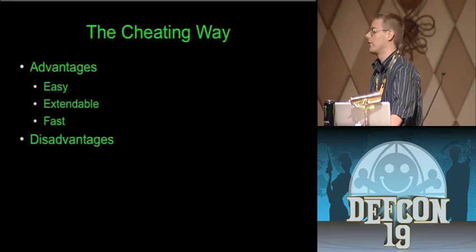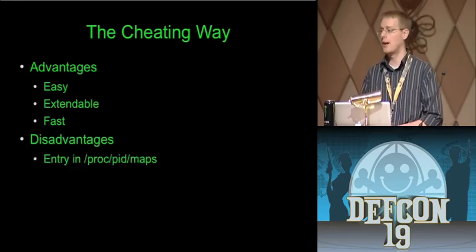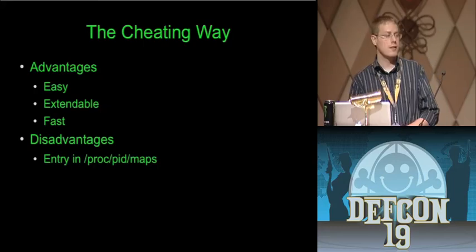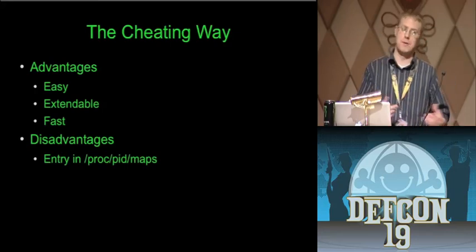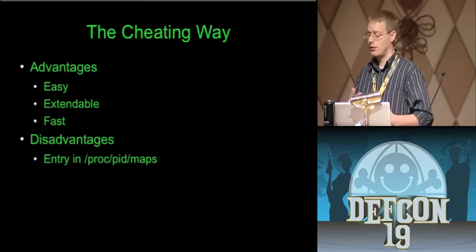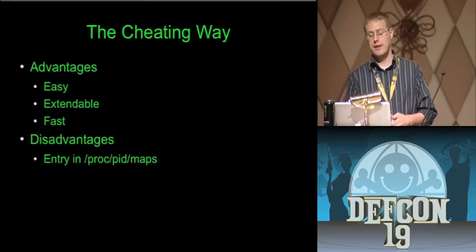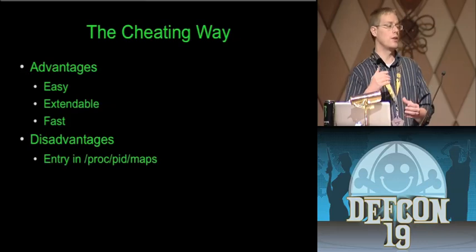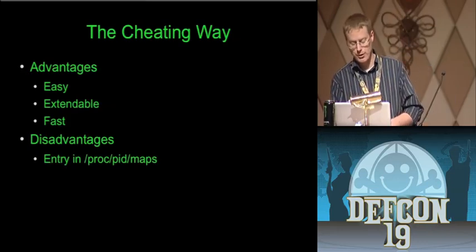There are some disadvantages, though. When you do this technique, you're going to have an entry in the maps file in /proc/pid/maps. And when a system administrator thinks that Apache is acting weird, and he's like, it's been pwned, one of the things he'll do for forensic purposes is look in /proc/pid/maps for anything that might be evil or malicious. And he'll see, because you used dlopen, that your malicious shared object was loaded.